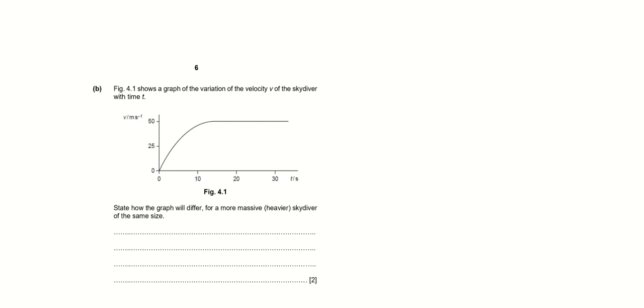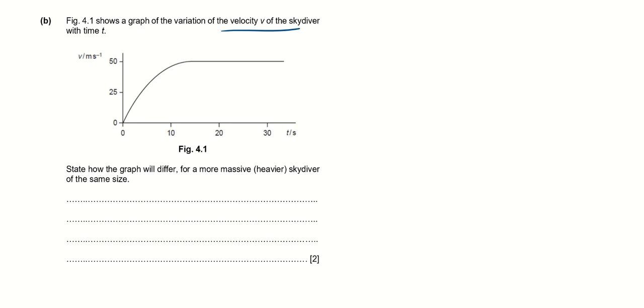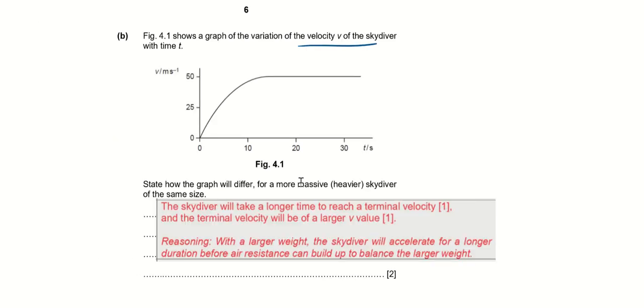so figure 4.1 shows a graph of the variation of the velocity of the skydiver with time. State how the graph will differ for a more massive skydiver of the same size. Okay, the skydiver with a larger mass will take a longer time to reach a terminal velocity, and the terminal velocity will be of a larger value. Okay, his terminal velocity will be a larger value. So this is the reason. This is what will get you your 2 marks.